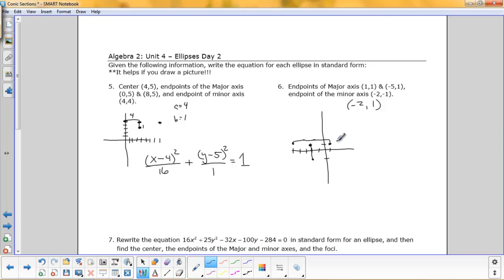At (2, 1). The length of the major axis a is going to be 1, 2, 3. The length of b on the minor axis is 2. And the equation is going to be (x plus 2) squared over, notice the major axis is horizontal, that's why the 9 will go below there, plus (y minus 1) squared over 4 equals 1.